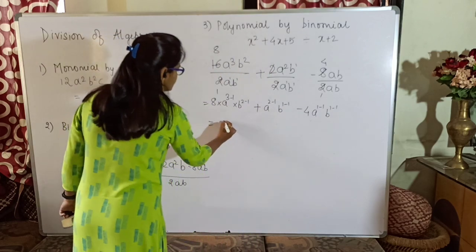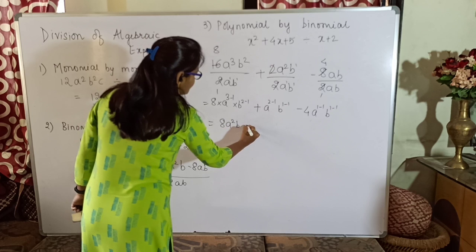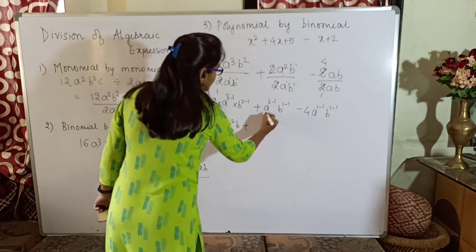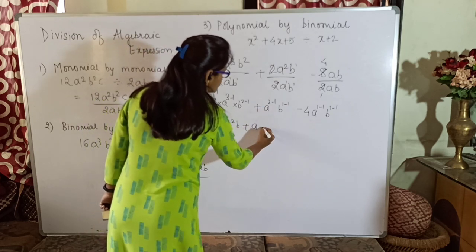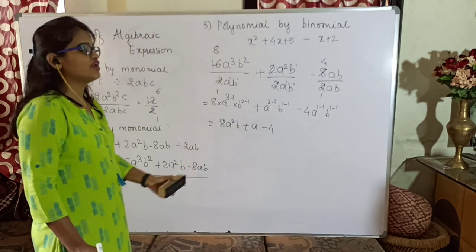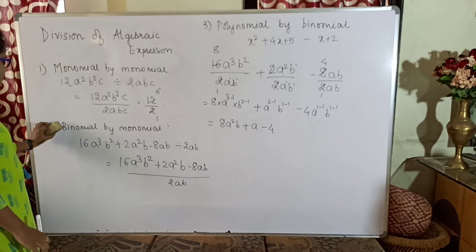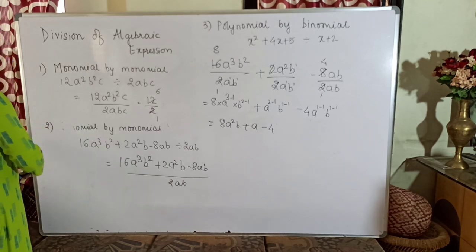Write down the final answer. So it will be 8 a raised to 3 minus 1, that is a square b, plus a b raised to 0, so just a, minus 4 a raised to 0 b raised to 0. So this is the final answer when a, sorry, it is not a binomial, it should be a trinomial.